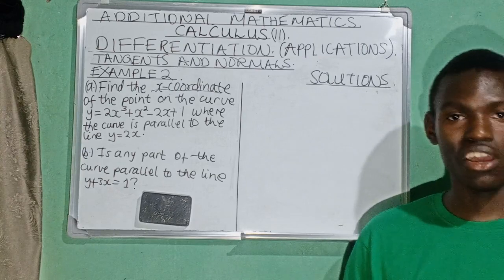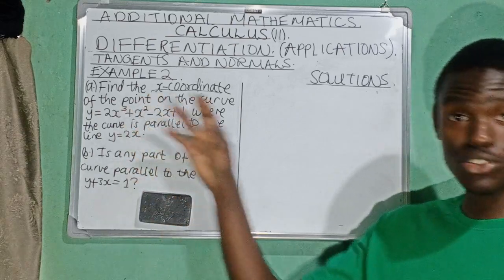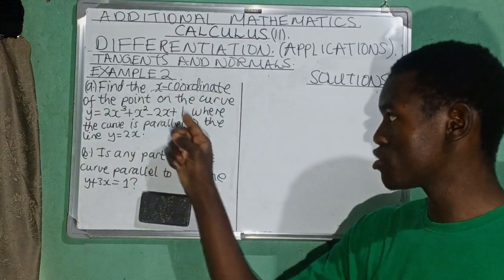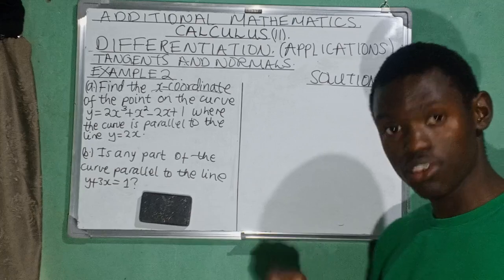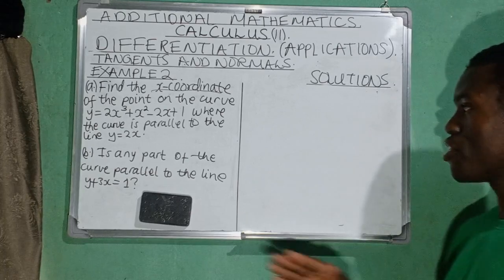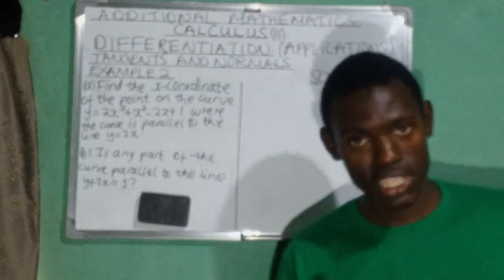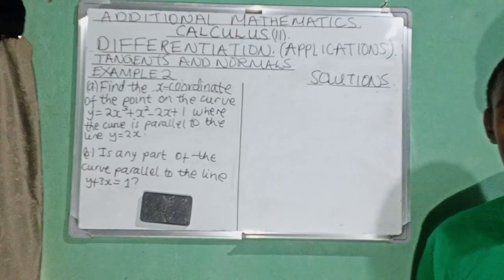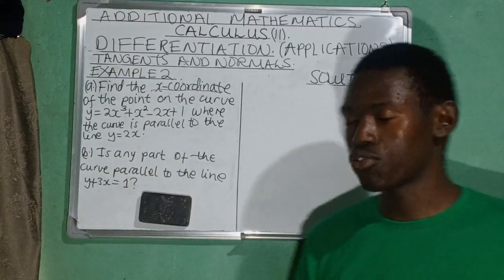We are starting with question A, which reads: find the x-coordinate of the point on the curve y is equal to 2x cubed plus x squared minus 2x plus 1, where the curve is parallel to the line y is equal to 2x. So already in that statement there is a lot of valuable information. We have been told it is parallel to the line y is equal to 2x.